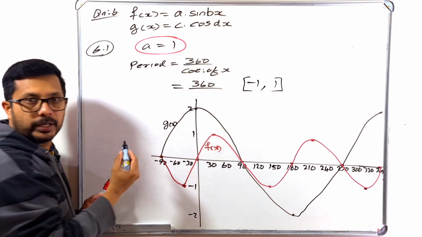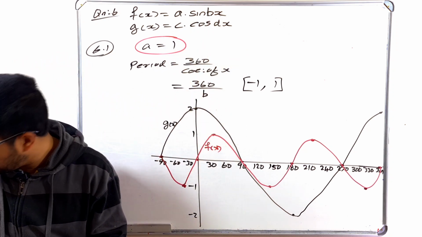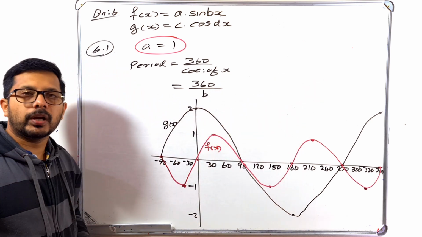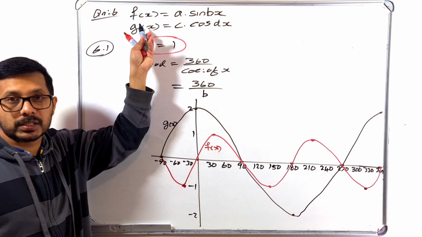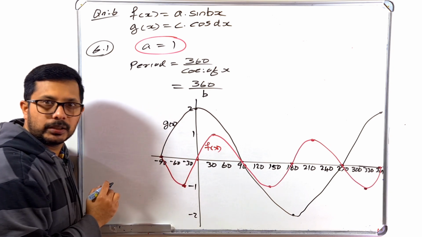That is what we want to find. Okay, so 360 divided by B. Now from the graph, how can you find the period of f of x? This B is on the f of x graph. So from the graph, how can you find the period?